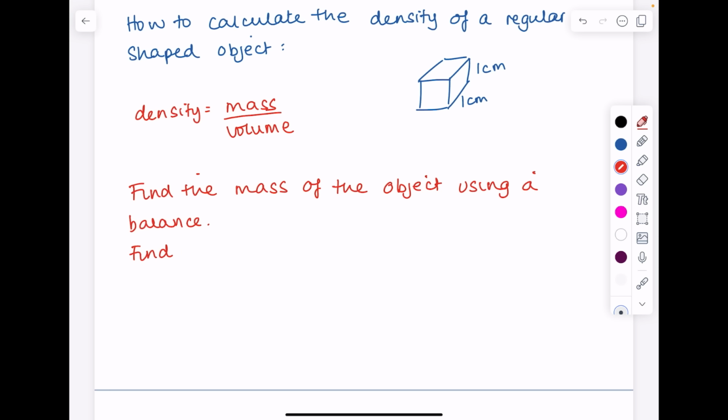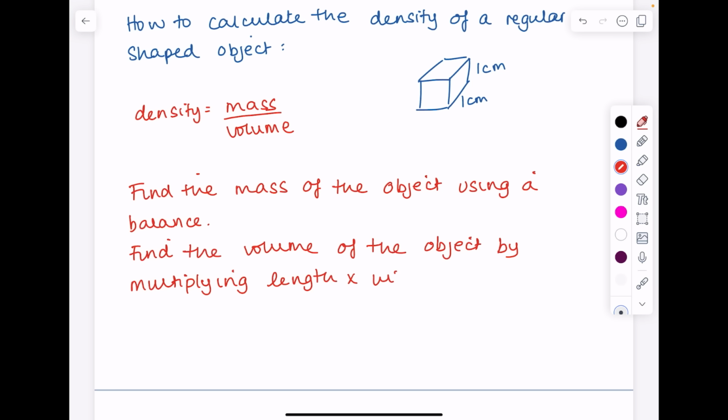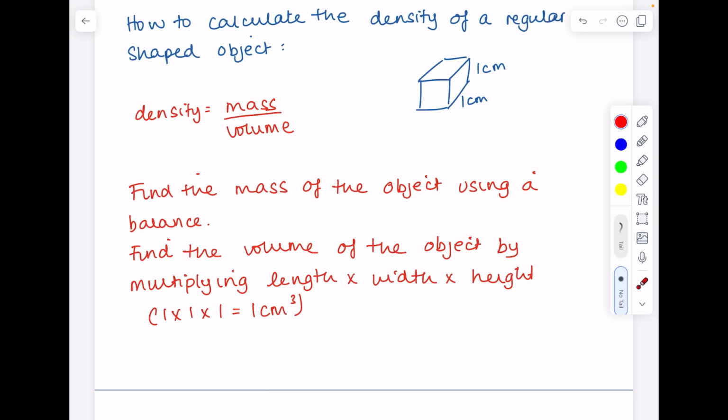Find the volume of the object by multiplying. Think about how you find the volume of a cube, the length times width times height. So in this 1 centimetre cube, we know that to find the volume, we do 1 times 1 times 1 to get 1 centimetre cubed. Then you want to substitute your values into the equation density equals mass over volume, and you'll have your density.